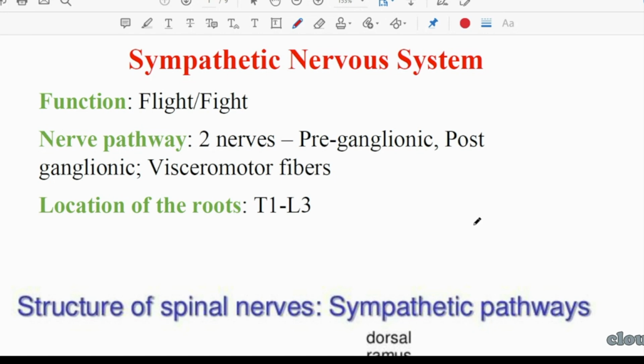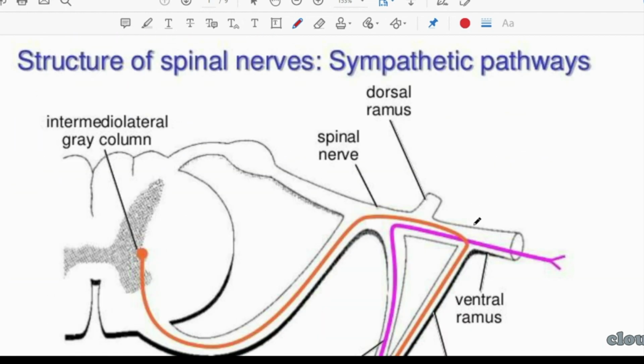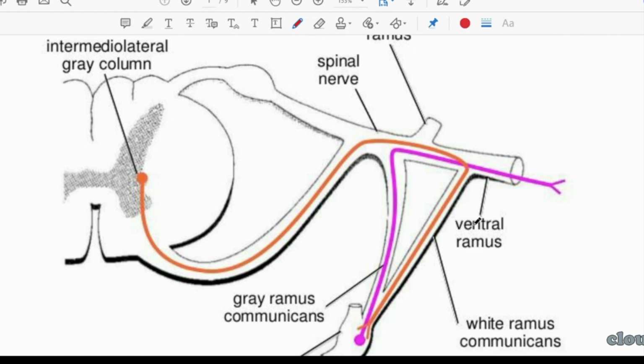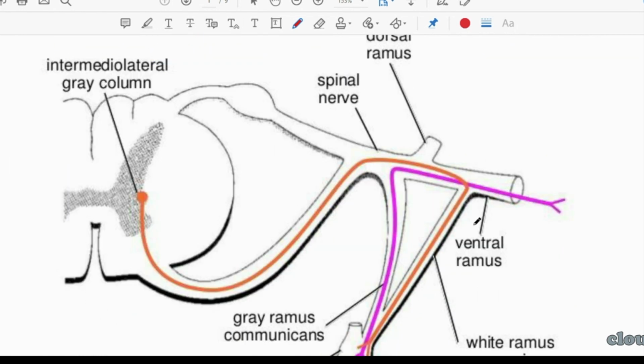The sympathetic nervous system is active during times of stress, so for fight or flight, and it has a two neuron pathway, preganglionic neuron and postganglionic neuron. The sympathetic nerve roots arise from T1 to L3. So let's look at more on how the pre and postganglionic neurons look like. They first of all begin, like mentioned earlier, from T1 to L3, and they begin in the intermediolateral gray column within the gray matter of the spinal cord.